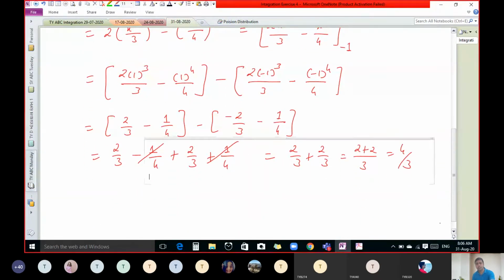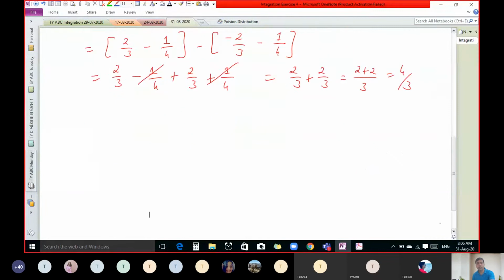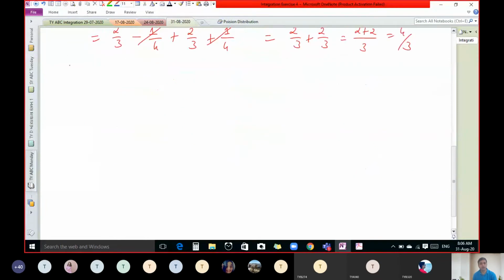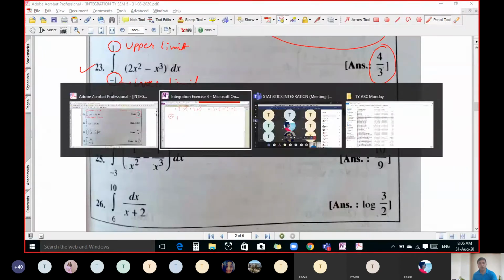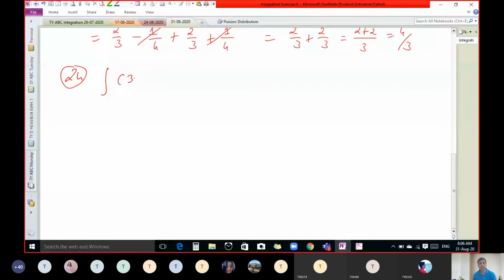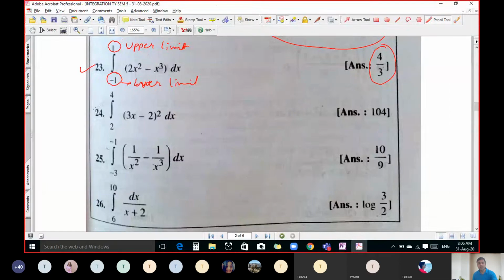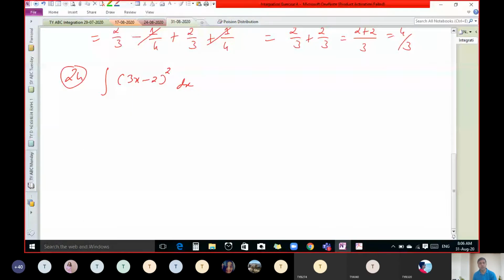Okay, so let us start the next question. Question number 24: integration of (3x minus 2) whole square dx. Here the range is given, 2 to 4. First of all, just ignore it and find out the answer of this.